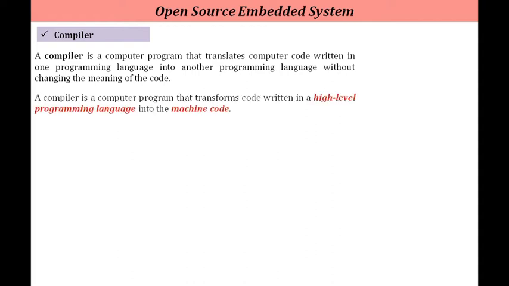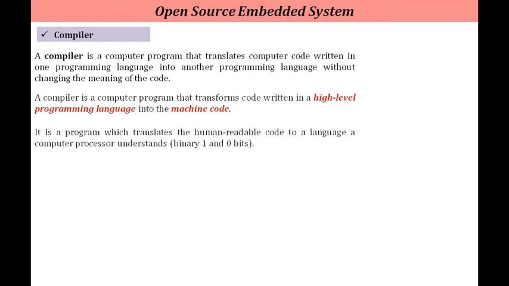We can define a compiler as a program that transfers the code written in a high level programming language into machine code. Now, high level programming languages are C, C++, Java, Python, which are more similar to our English language. So it can be easily understood by a person, by a programmer. Now, it is a program which translates human readable code to the language that a computer understands. Now we know that a computer understands only a binary language, that is in the form of 0 and 1.